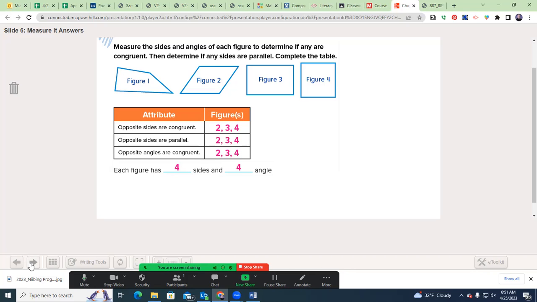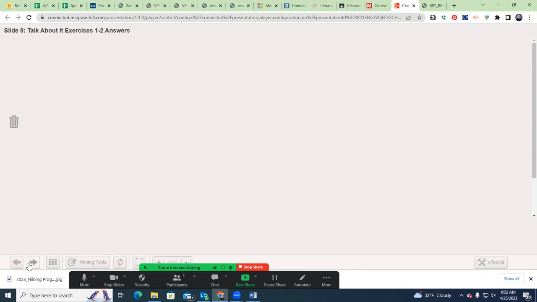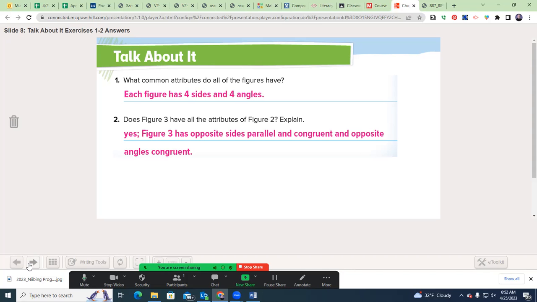Welcome back. Let's go to the talk about it. You're not required to write these in, but you're welcome to pause the video and write them in. But let's talk. What common attributes do all of the figures have? They each had 4 sides and 4 angles, which you saw in the sentence right above this. And that tells us, because they have 4 sides and 4 angles, that it meets the definition of a quadrilateral.